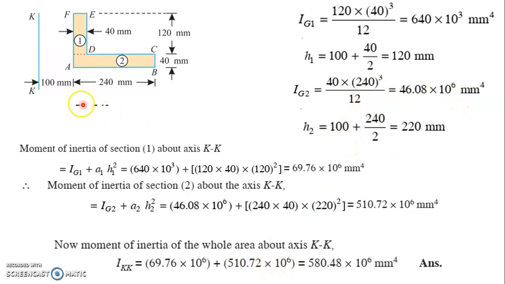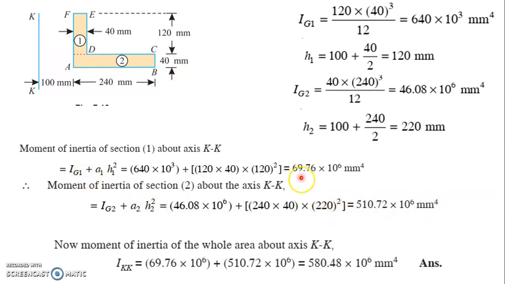And H2 is the distance from the axis to the center of the section. Up to the starting of section it is 100, and the total length of the section is 240, so its middle will be 120. 100 plus 120, 220 will be the value of H2. So Ig2, from the calculator, 46.086 into 10 raised to 6 millimeter raised to 4, plus A2, 240 into 40, into H2 equal to 220 square, will be the moment of inertia of the second section.